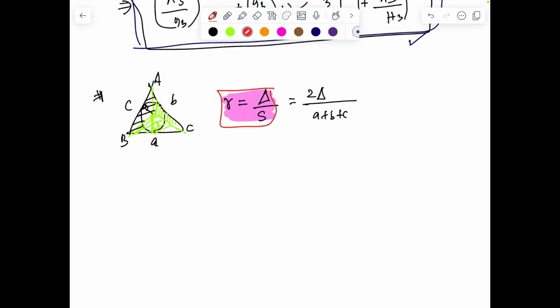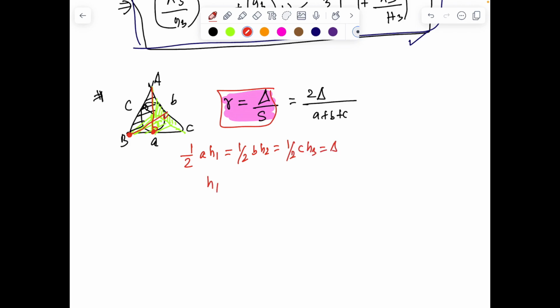अब यहाँ से what we can see, अब देखो यहाँ से interesting result is how to relate with altitude. Okay, altitude might not be the point of contact of this incircle. So let's say how to relate. So we know half into base into height, let's say h1 corresponding to it, equals half into b into h2 equals half into c into h3 equals delta.